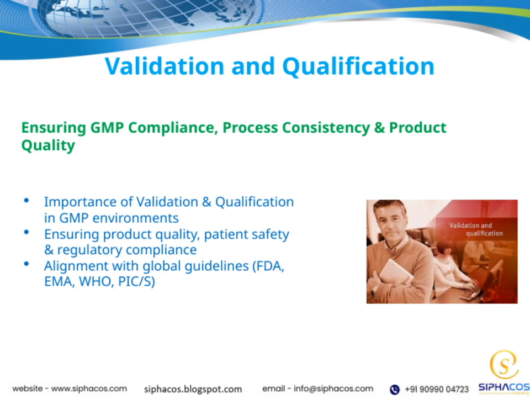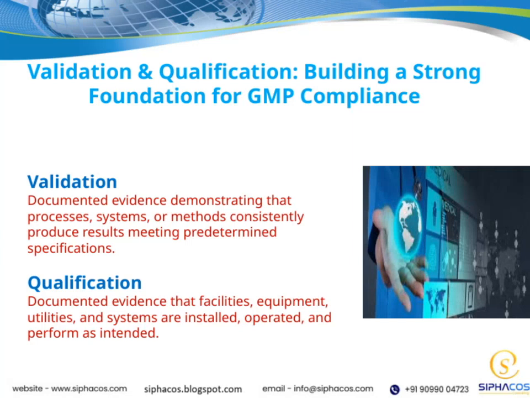So, in essence, validation and qualification are the backbone of a robust quality system, helping us meet regulatory expectations while ensuring product integrity throughout the manufacturing process. Let's start by looking at validation.